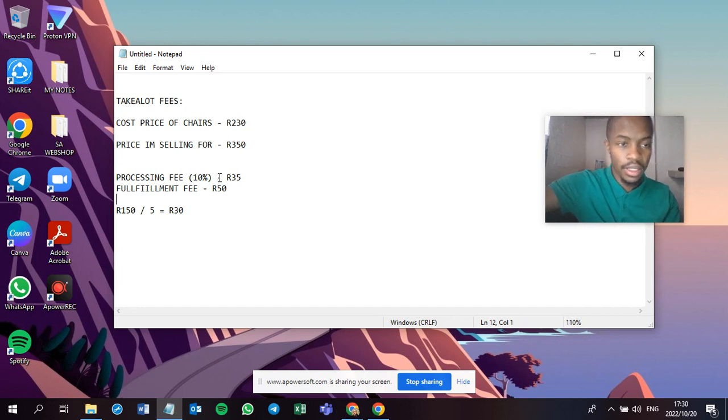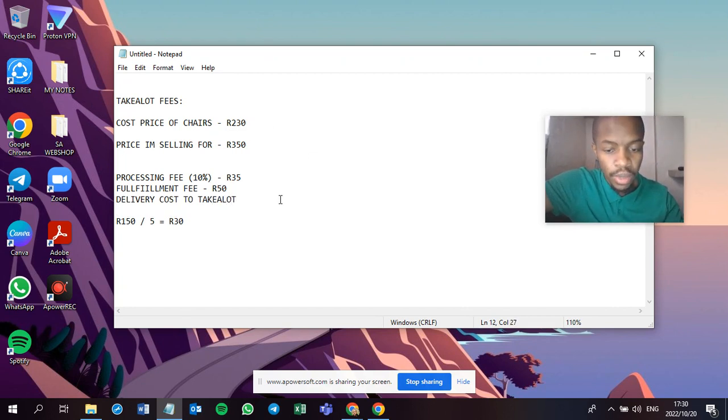This is what I call the delivery cost to Takealot. And you have to calculate this per item. So here we calculated it and said it's 30 rand, since we won't send less than 5 items. I'm just doing it strategically. You don't have to do it this way. You can always alter it.